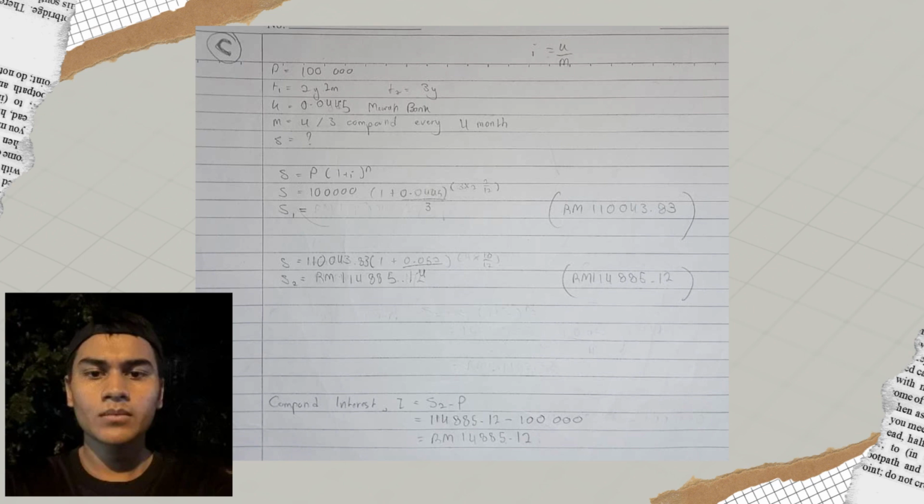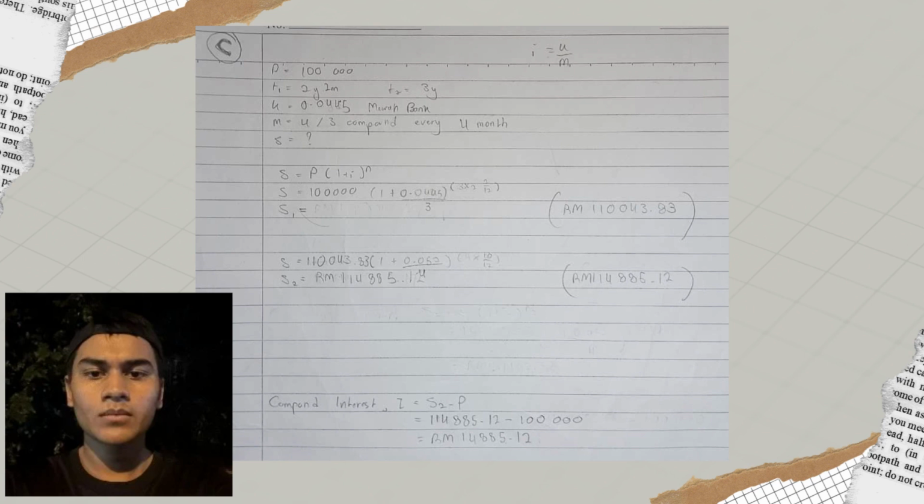So you need to find the balance between 2 years, 2 months, and 3 years. If you do a raw calculation by 12 months minus 2 months, you will get 10 months. So N is 4 times 10 per 12. If you do the calculation, you will get the final answer, that is 114,885.12 cents.